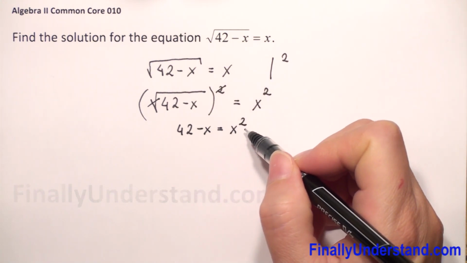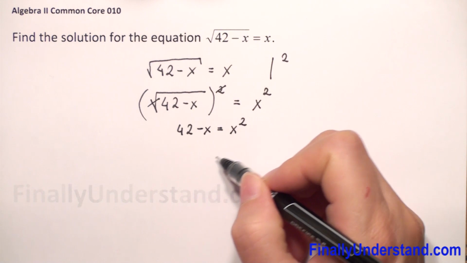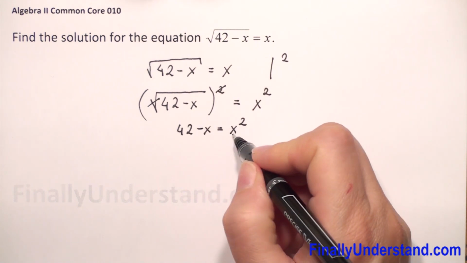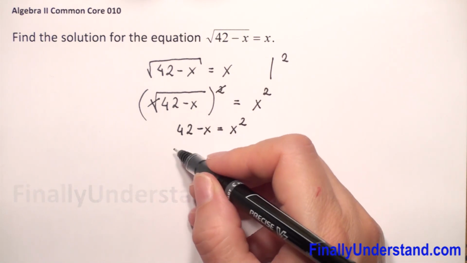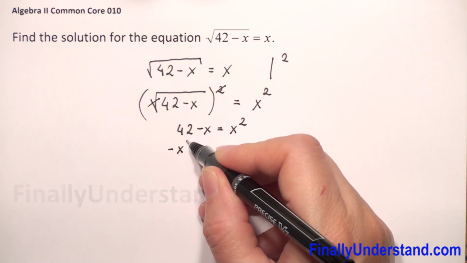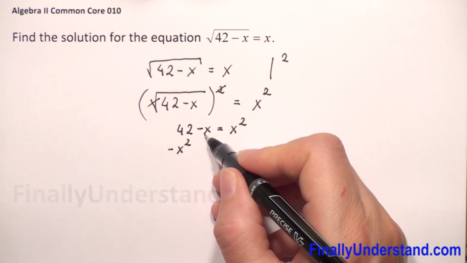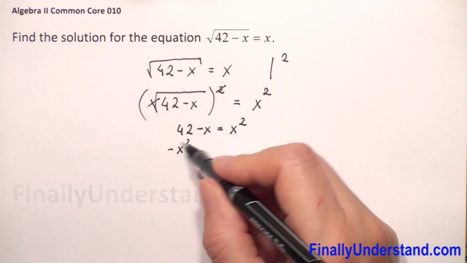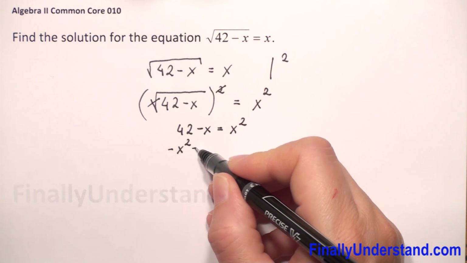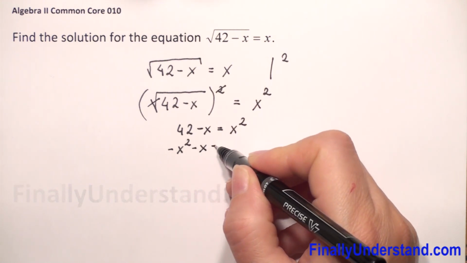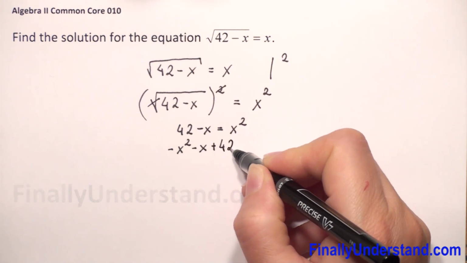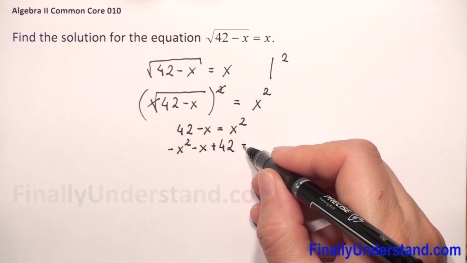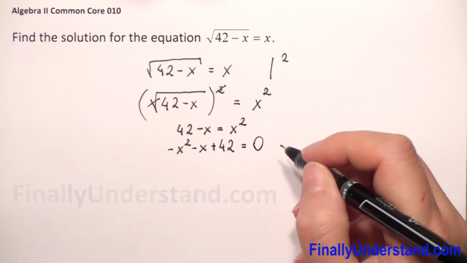Next, I will move x squared to the left side. So positive x squared to the left side will be negative x squared. Next, we will write x. We start from the highest power to the lowest, so it will be negative x. And we have plus 42, the constant 42. So this is equal to 0.